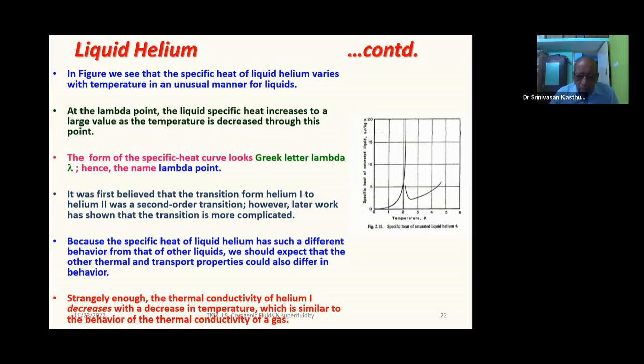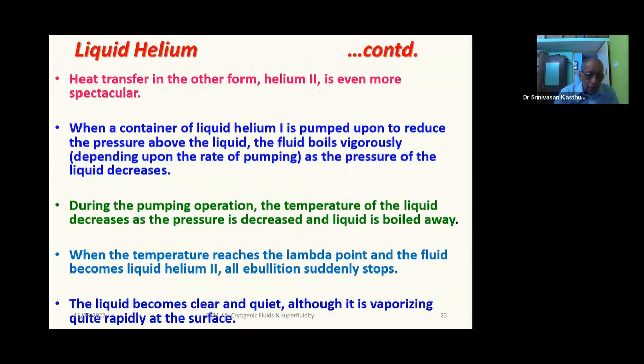Okay, for example, the thermal conductivity of helium-1 decreases with the decrease in temperature, which is similar to the behavior of the thermal conductivity of a gas. Whereas helium-2 thermal conductivity is enormous, a very large thermal conductivity.